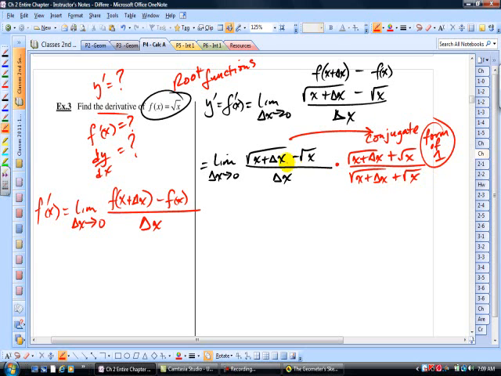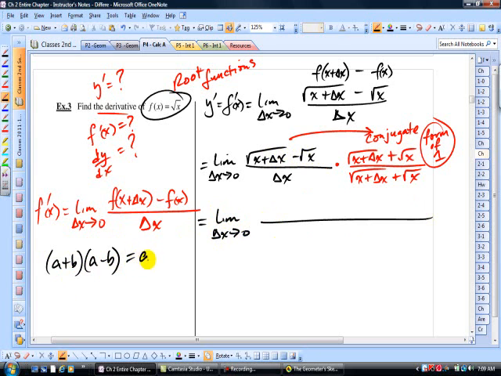Okay, so using the numerator's conjugate in the form of 1, we can multiply these two and simplify the expression and evaluate your limit here and get our derivative. Okay, so here we go. Now recall that a plus b times a minus b is nothing more than a squared minus b squared. So I'm going to square both and subtract.